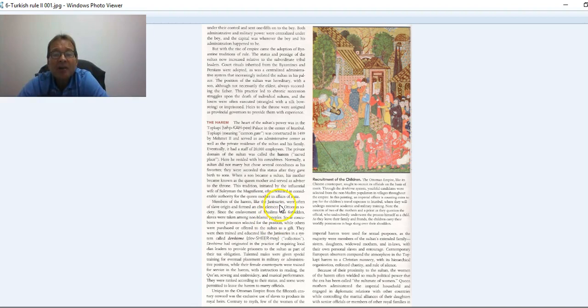Members of the harem, like the Janissaries, were often of slave origin, and they formed an elite in the Ottoman society. Since the enslavement of Muslims was forbidden, slaves were taken from non-Islamic peoples. And that's what this picture here is illustrating.